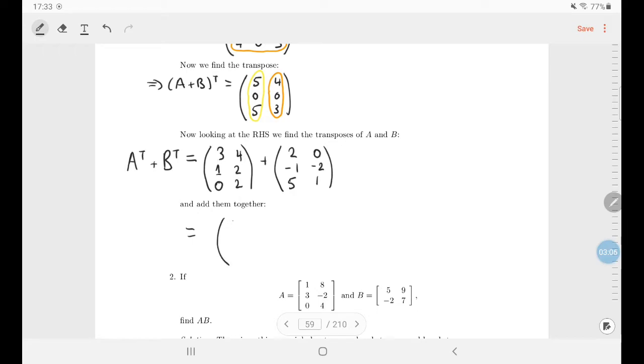And then we just add these together and add them component-wise. So the 3 plus the 2 gives us 5. The 4 plus the 0 gives us 4. The 1 plus the -1 gives us 0. The 2 plus the -2 gives us 0. The 0 plus the 5 gives us 5. The 2 plus the 1 gives us 3. And note, that is exactly the same as A plus B all transpose.